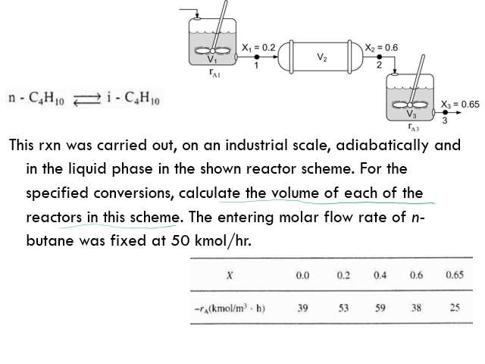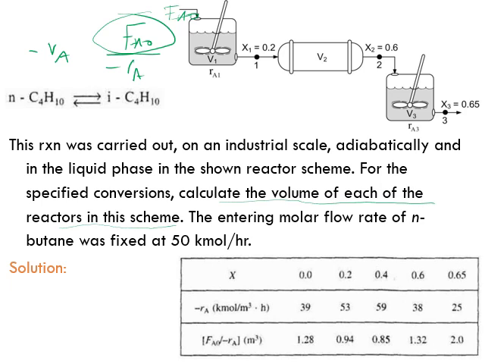In the design equation, who appears, minus RA or 1 over minus RA? Basically 1 over minus RA, and precisely FA naught over minus RA. Can I use FA naught for all three reactors? Yes, I can, because we have reactors in series with no side stream. So all my calculations are based on the feed to the first reactor. That means I should add a third row to make my calculations easier, which is FA naught over minus RA.